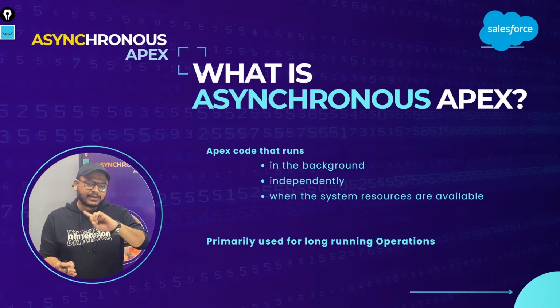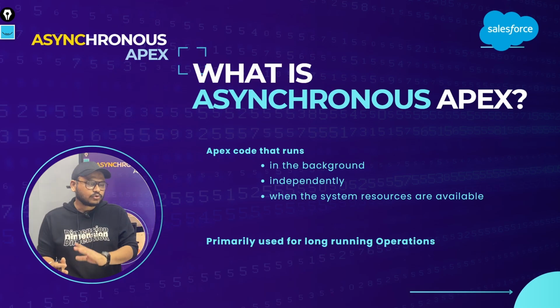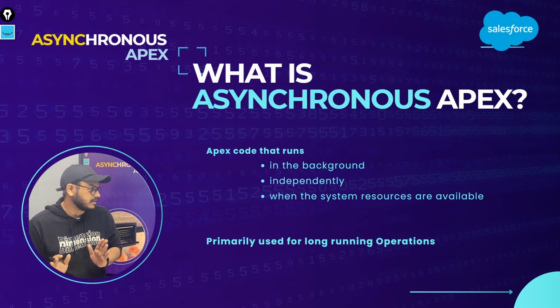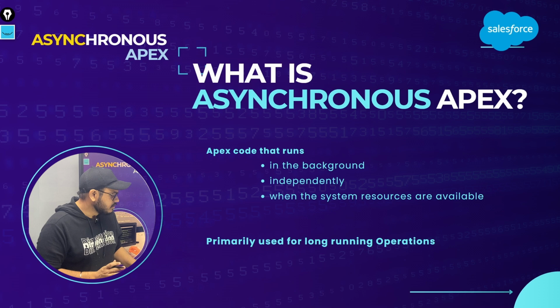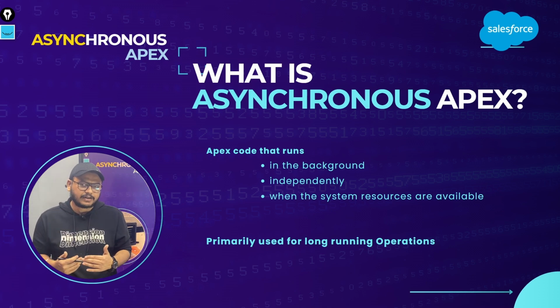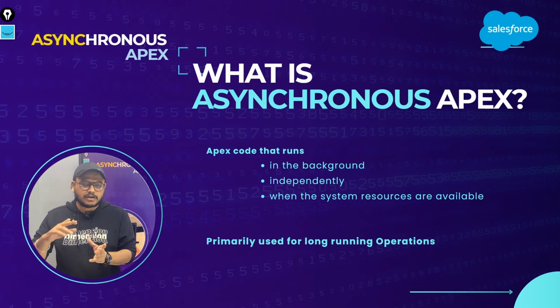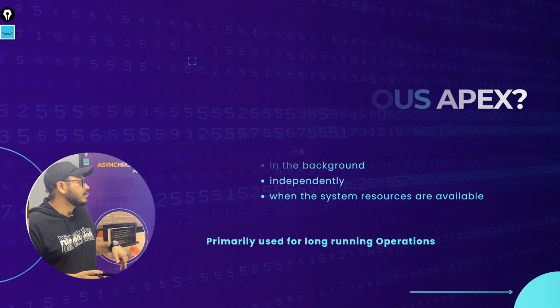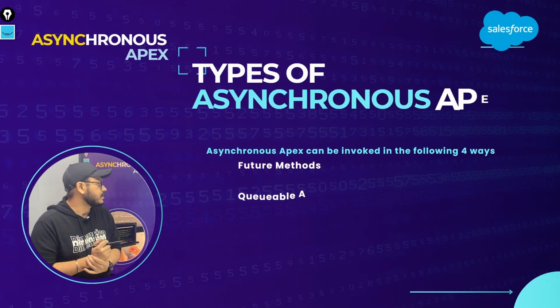Whatever can be executed with a little bit of delay should be executed as part of asynchronous Apex. All right, so that is the thing. This is primarily used for long running operations, bigger operations, things which are not that important, cleansing sort of activity, update sort of activity. Those can be executed as part of asynchronous Apex.